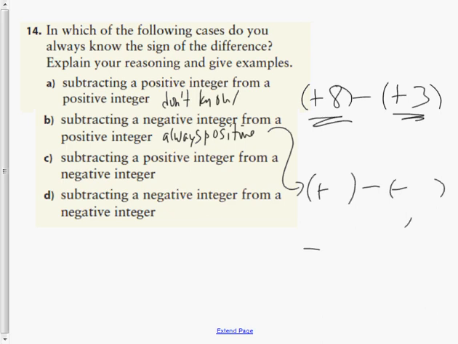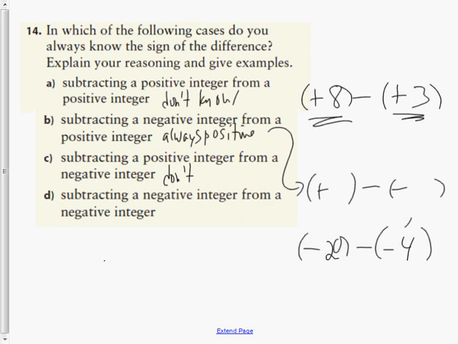And if you have a negative integer and you subtract a negative integer, what kind of answer will you have? Are you sure? Let's try negative 2, take away negative 4. What's a negative 2 take away negative 4? Positive 2. So in this one, you don't know. It is possible to have a negative answer, because if it was a negative 20 take away a negative 4, your answer would be negative. But if it was a negative 2 take away a negative 4, your answer was positive.